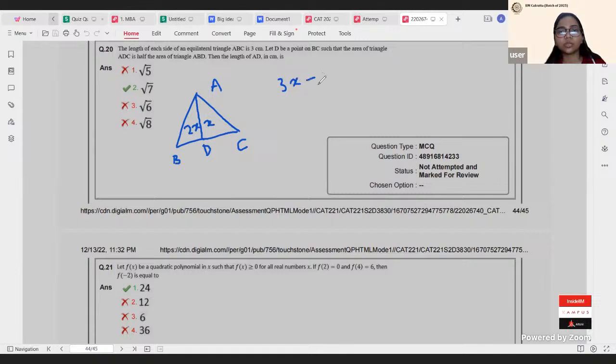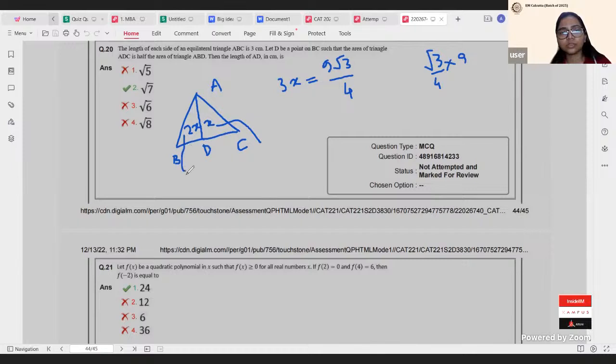root 3 by 4 into a square. That is the area of an equilateral triangle having side a. Root 3 by 4 into a square, a is 3 in this case. So this is basically 9, right? So 9 root 3 by 4. And then we can find the areas of this triangle also.